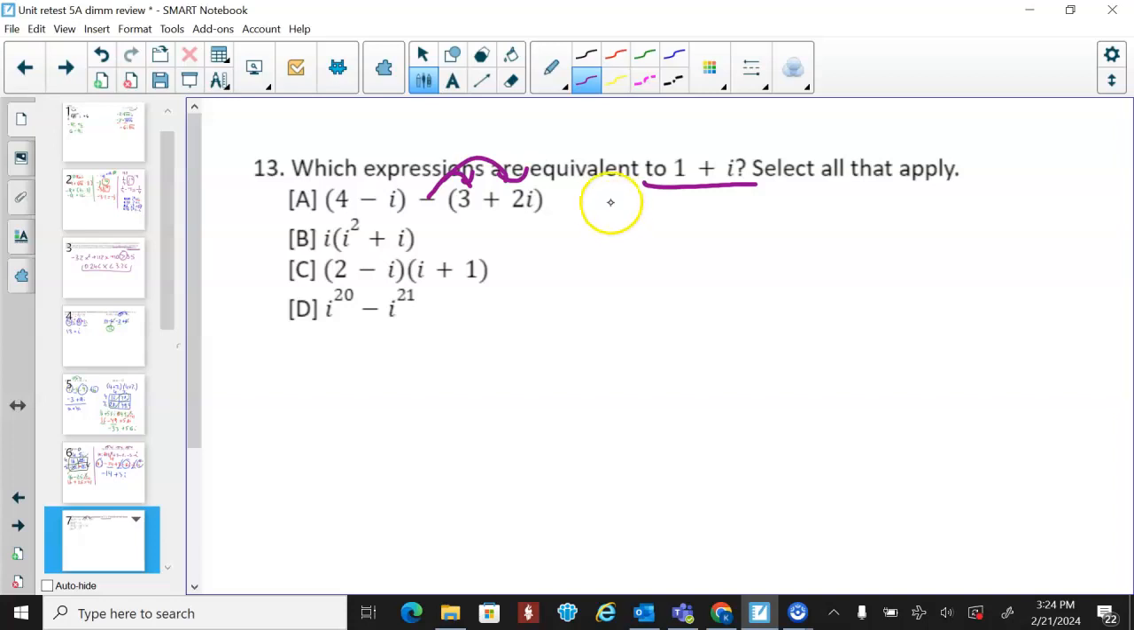So we're going to distribute the negative, so this is going to be 4 minus i minus 3 minus 2i. We're going to combine like terms. So this is going to make it a 1, and negative i minus 2i is going to make it negative 3i. So that is not equivalent to 1 plus i, okay?